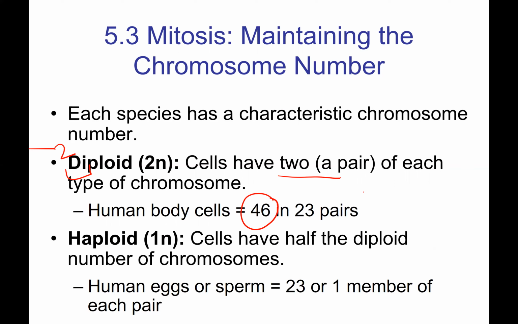So you might see sometimes people say 2N in humans is 46. N just stands for number of chromosomes. So we have 2 times the number of chromosomes, so 23 pairs. And then haploid, think half. So they have half the number, and this is going to be an egg and sperm. So our N number is 23. And this will be important later on.